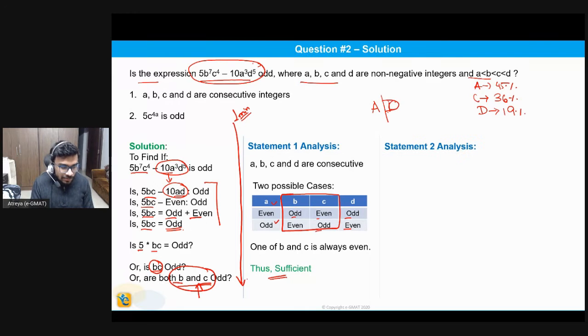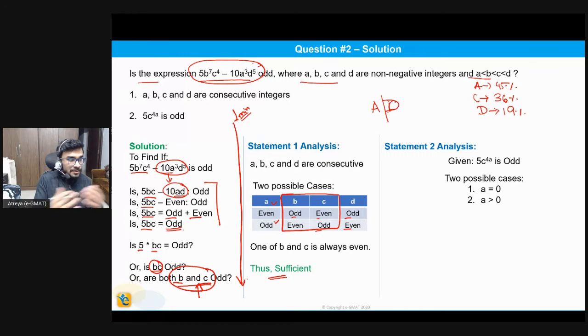In the second statement, it's been given that 5c to the power 4a is odd. So there are two possible cases. Again, we'll divide it into two cases based on the value of a, because I've already told you, a disrupts the entire calculation piece. So a is equal to 0, and a is greater than 0.